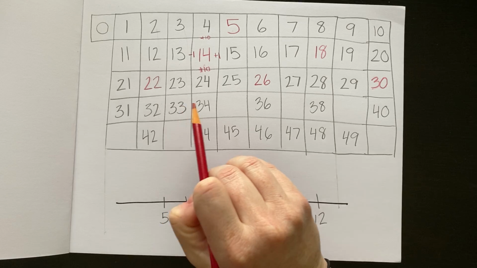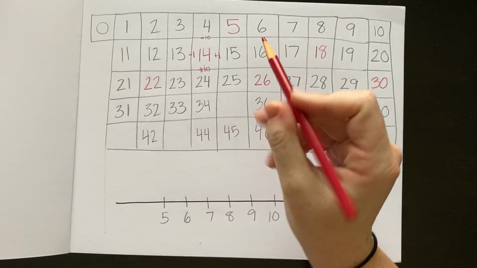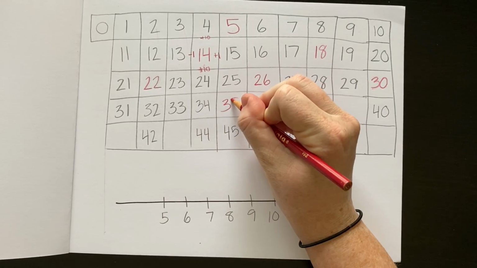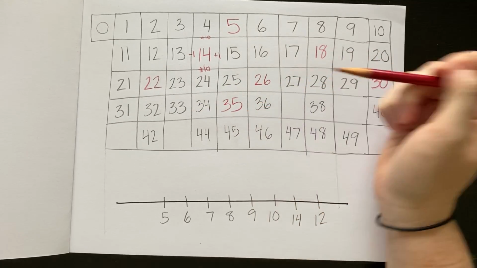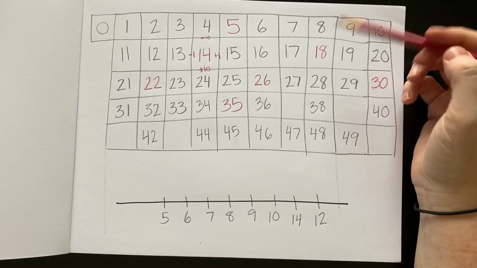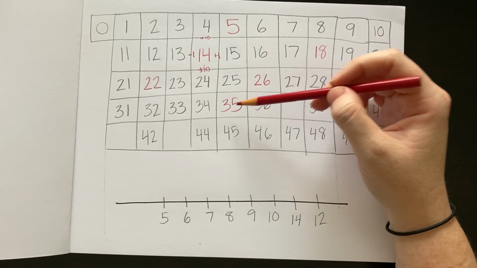31, 32, 33, 34, 35. Let's check above and below. 5, 5, 5. Yep. 3, 3, 3. All right. What about this one? 35, 36.